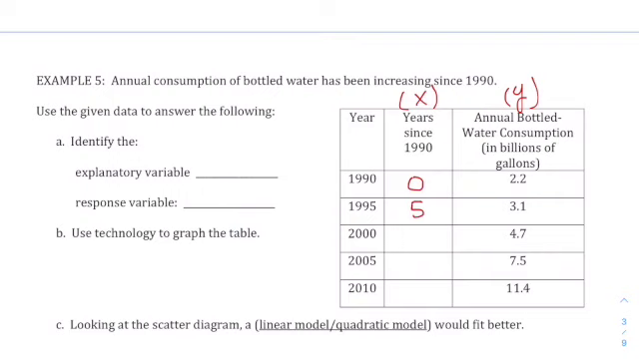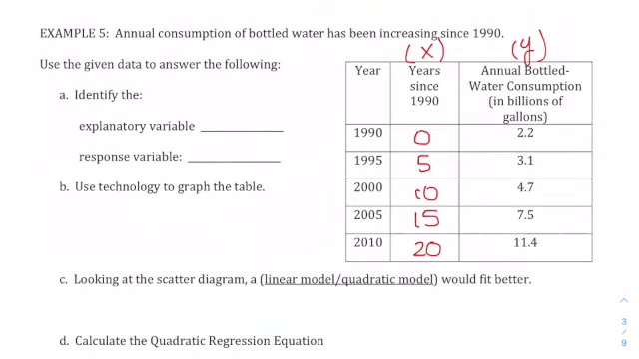1995 will be 5, and then 2000 will be 10, and then 2005 is going to be 15, and 2010 is going to be 20. Now make sure you understand that we do that a lot, year since when, okay? So make sure you definitely do that chart.